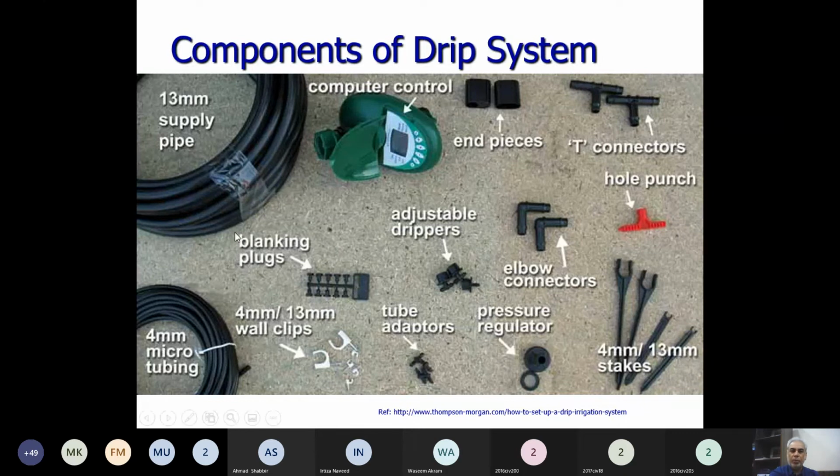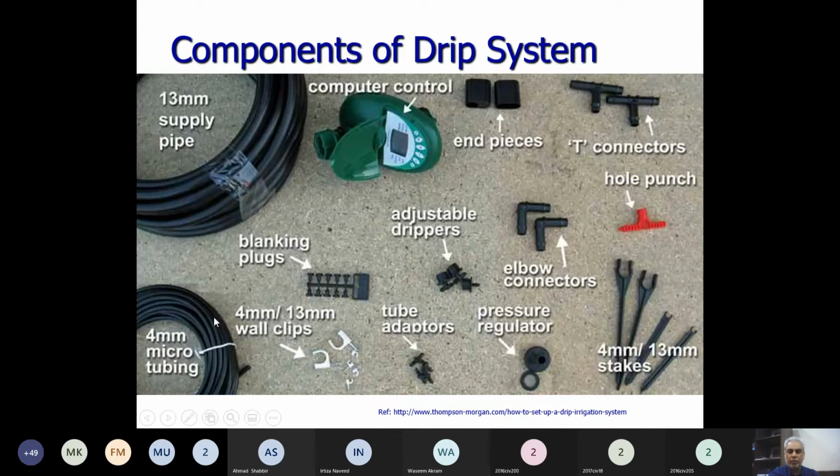So here are all the components which are required. We need some water regulating component or control device which can control the flow in the pipe. We need main pipes, can be 1 inch or ½ inch diameter.